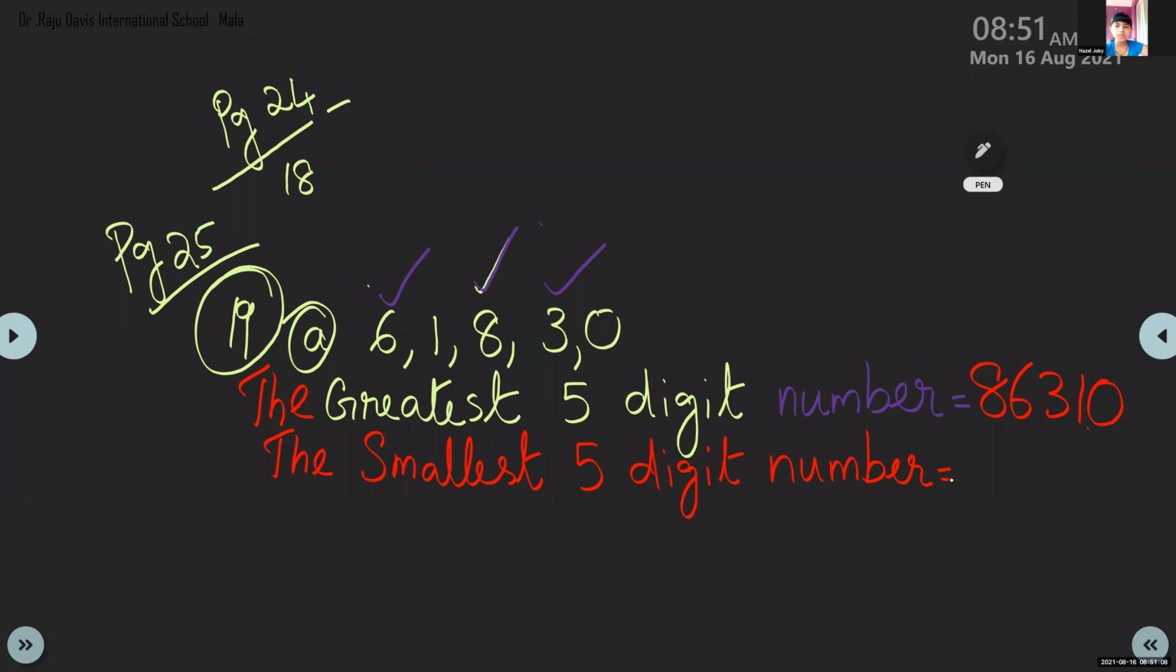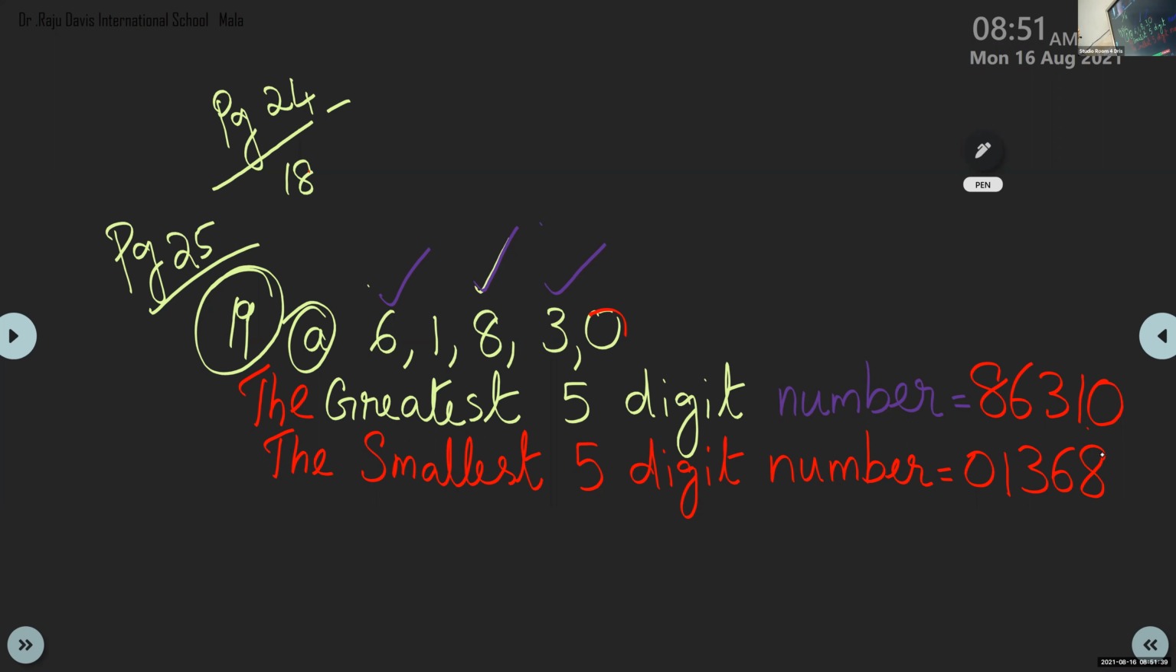0. If I write 0, okay, let me see. 0, 1, 1, 3, 3, 6, 6, 8, 8. Okay, can you read this number? 1368. 1368, but that is only a 4-digit number. I asked you for a 5-digit number.